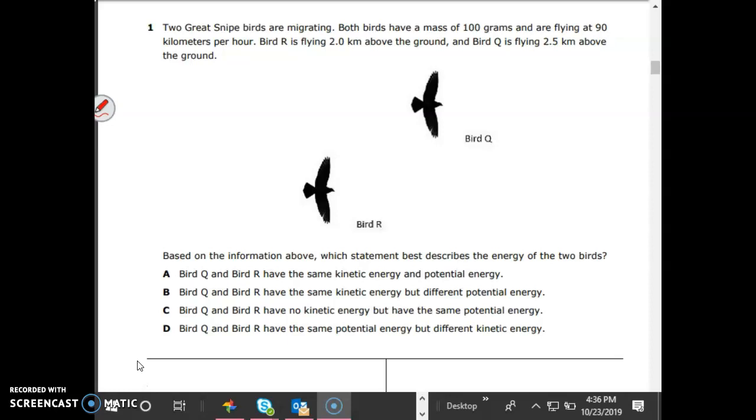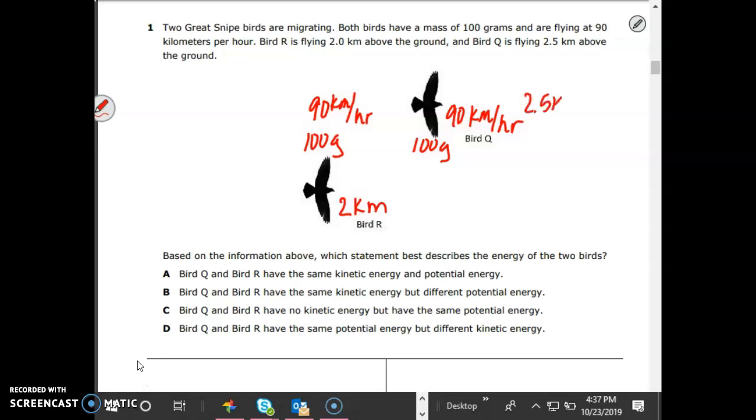Two great snipe birds are migrating. Both birds have a mass of 100 grams and are flying at 90 kilometers per hour. So they both have an equal mass of 100 grams, and they both have the same speed of 90 kilometers per hour. Bird R is flying 2 kilometers above the ground, and bird Q is 2.5 kilometers above the ground. So the only difference between the two birds is that bird Q is higher than bird R.